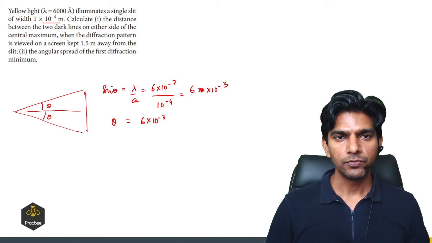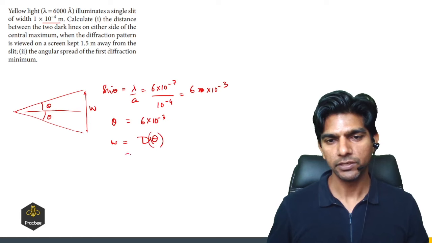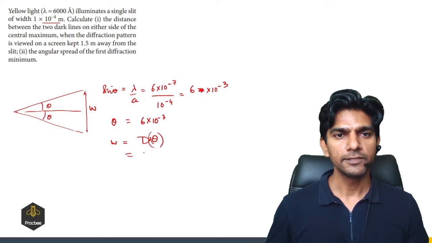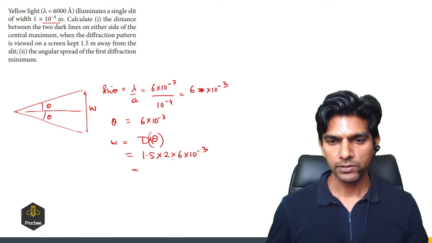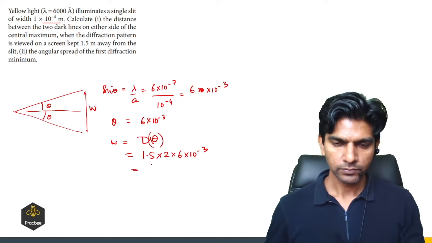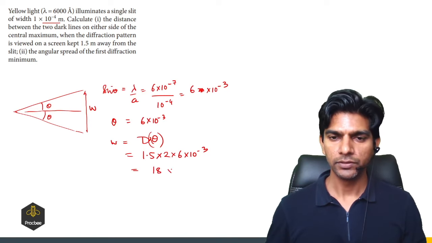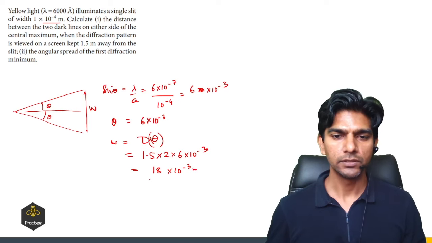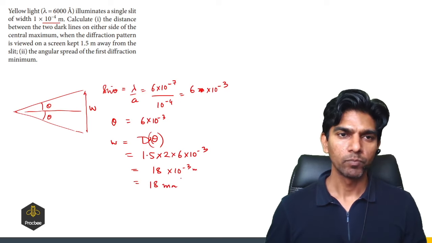So we have to find the distance. Let's say this distance is w. So w will be D times 2 theta, right? D times 2 theta. D is given as 1.5, so 1.5 into 2 times 6 into 10 raised to power minus 3. So this will be 18 into 10 raised to power minus 3 meters. And we can write this as 18 millimeters.